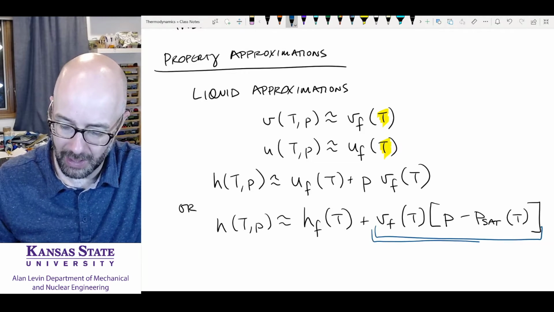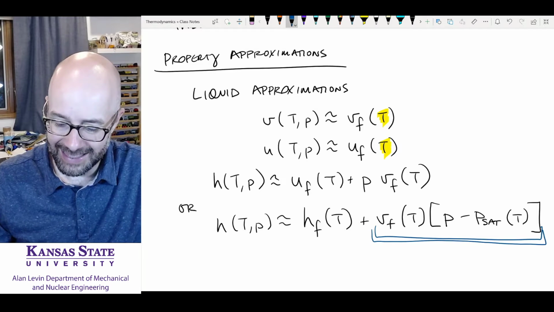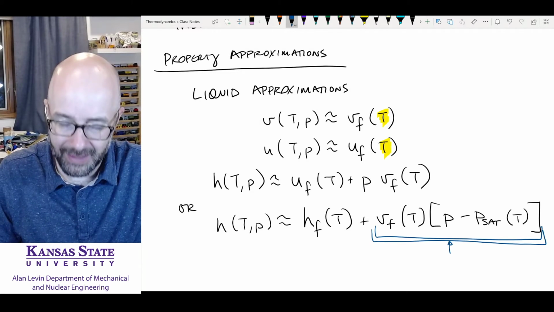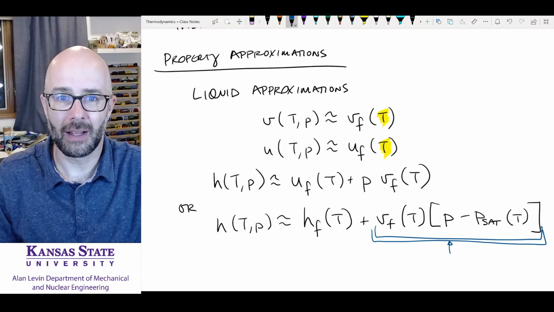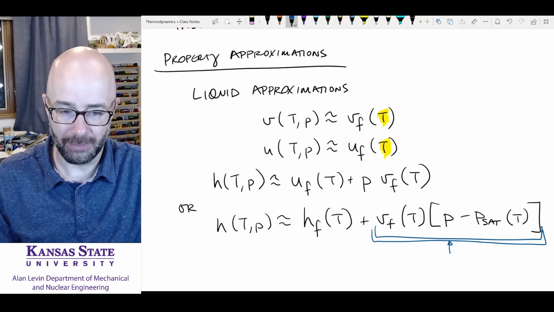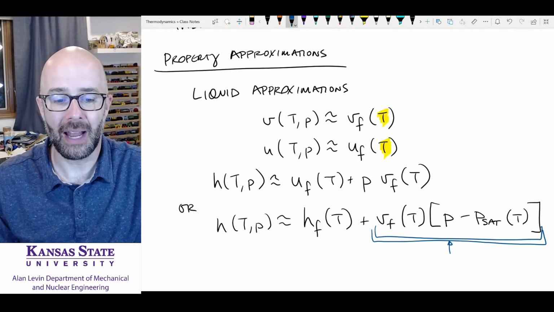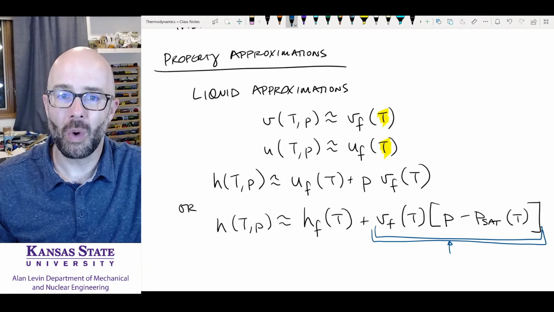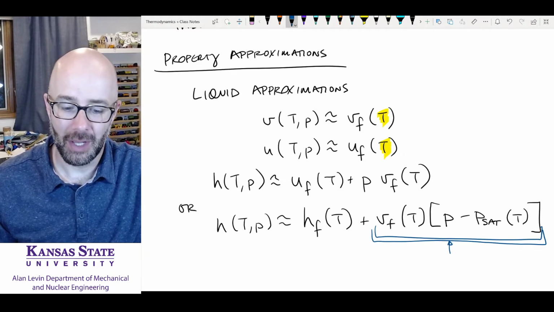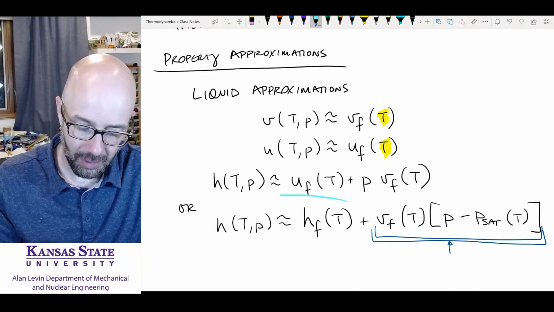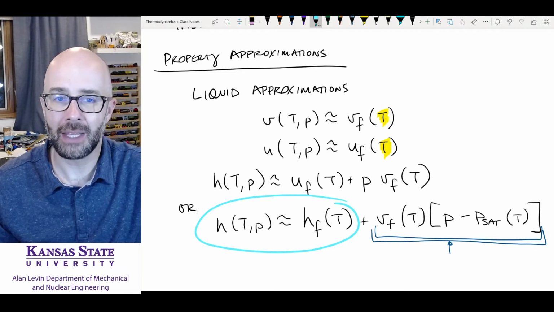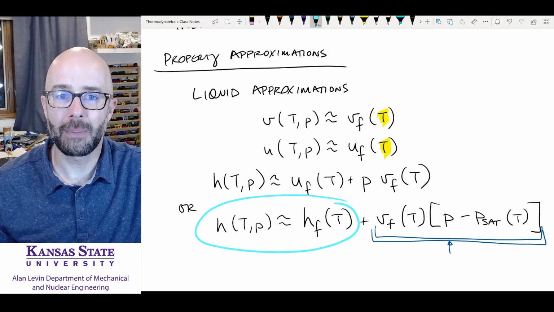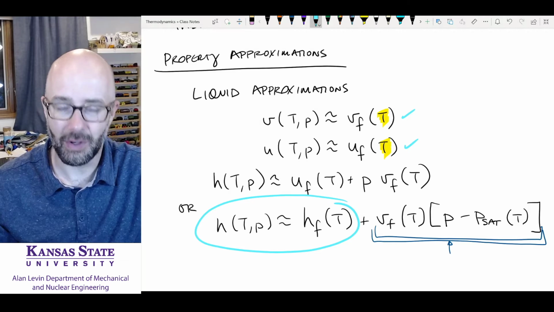Now let me tell you about this term. You'll see this on the equation sheet, and I have a double underline of this, because this helps correct the enthalpy of saturated liquid at low to moderate temperatures. It does not help us a lot at moderate to high temperatures. And what we're going to be dealing with in Thermo 1 is a lot of moderate to high temperatures. So basically what you're going to use is this equation: the enthalpy at some temperature and pressure is approximately equal to the enthalpy of the saturated liquid at the temperature you've been given, just like you did up here with specific volume and internal energy.